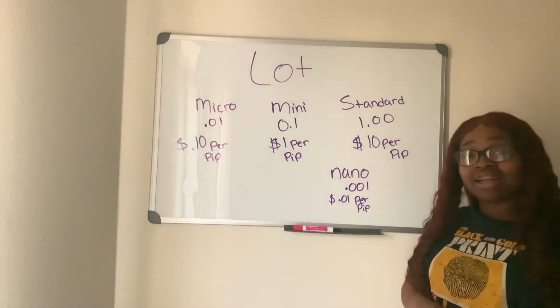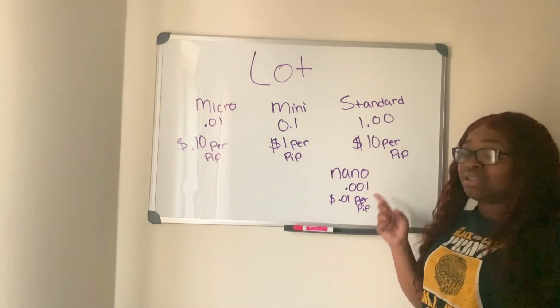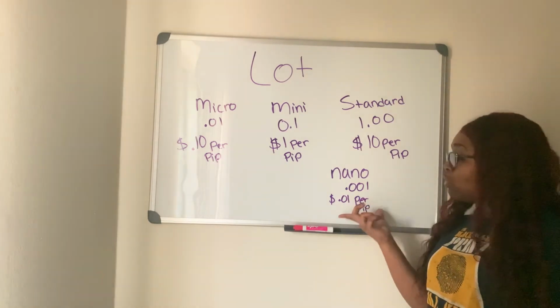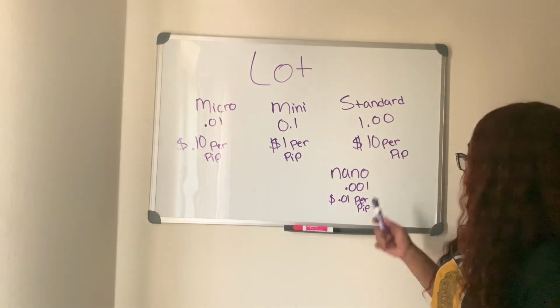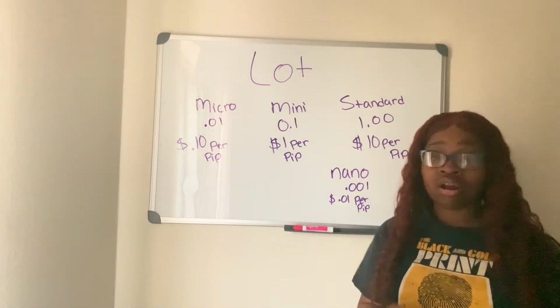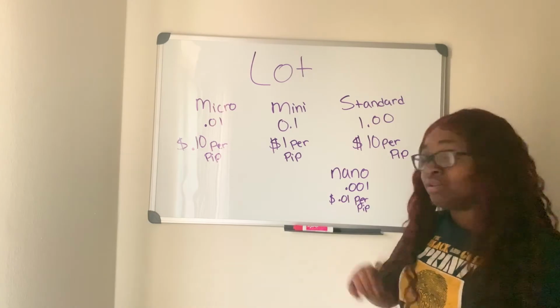The last lot that we have is a nano lot, which is the smallest lot, a 0.001. That represents 1 cent per pip. So every time the pip moves up a unit, you get 1 cent. When you're driving in your car, every mile you drive, you get 1 cent. You're going to be driving a lot if you want to make some money.